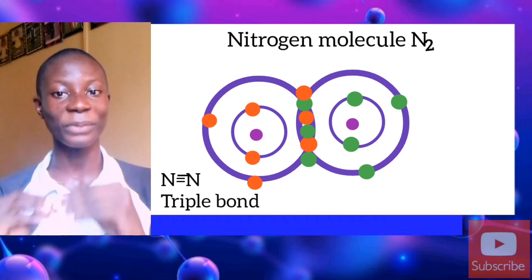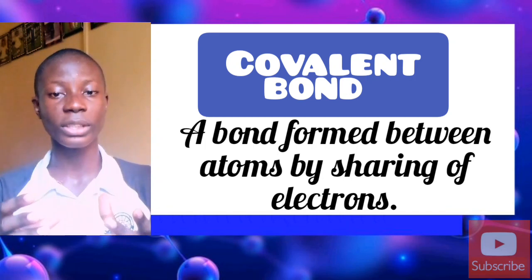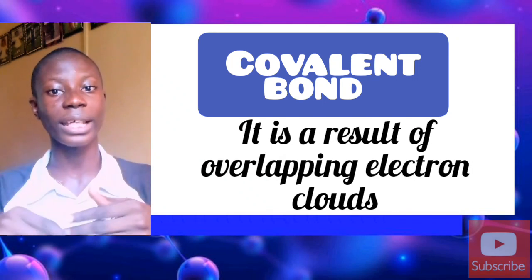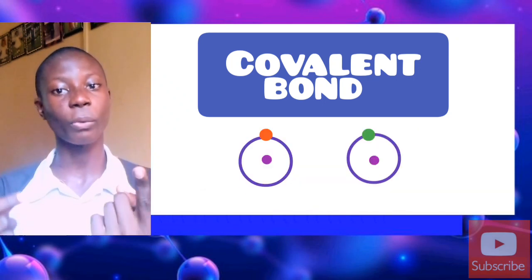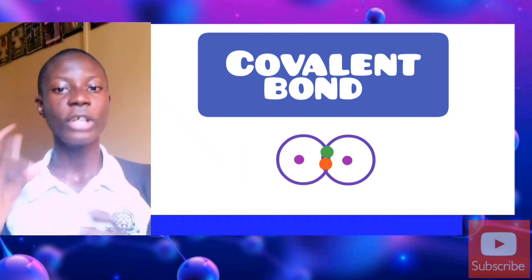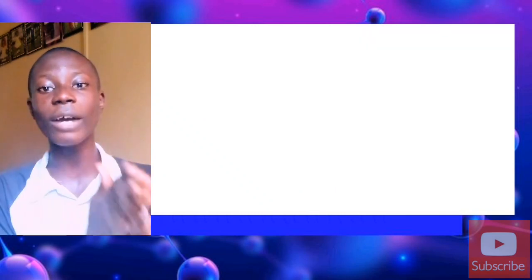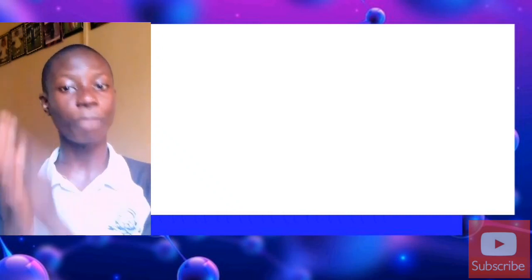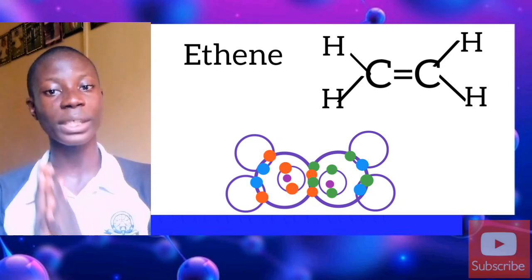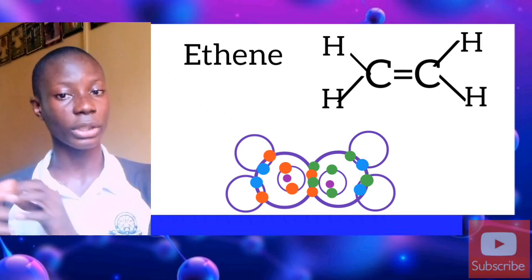So with these examples so far, you'll be able to understand what a covalent bond is. A covalent bond is a bond formed between atoms by sharing of electrons. It is a result of overlapping electron clouds. That is, if I have 1 electron here and there's another 1 electron here, they combine, they overlap, so we are sharing the electrons. But it does not only have to be with the atomic molecules. There are other compounds that still follow this covalent bonding, like your organic compound such as ethene. You can see that there is a double bond between the carbon atoms and single bonds to the hydrogen.